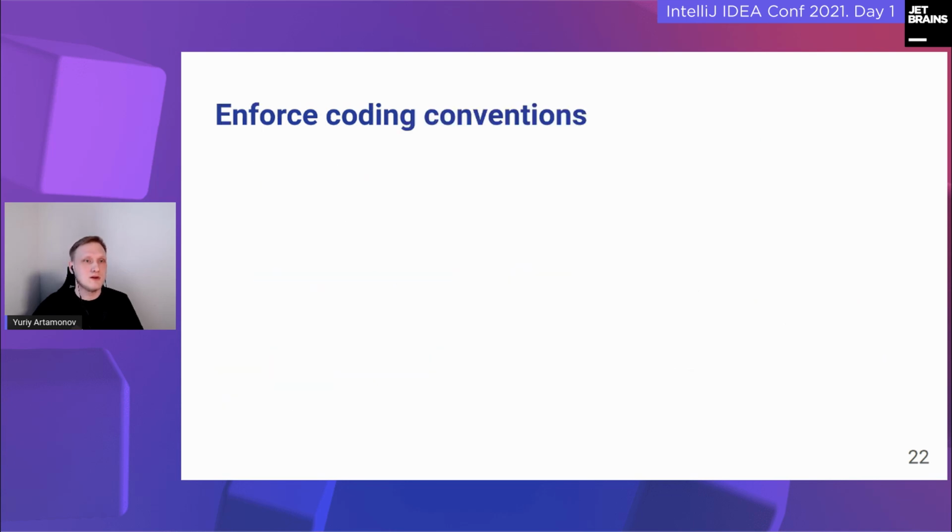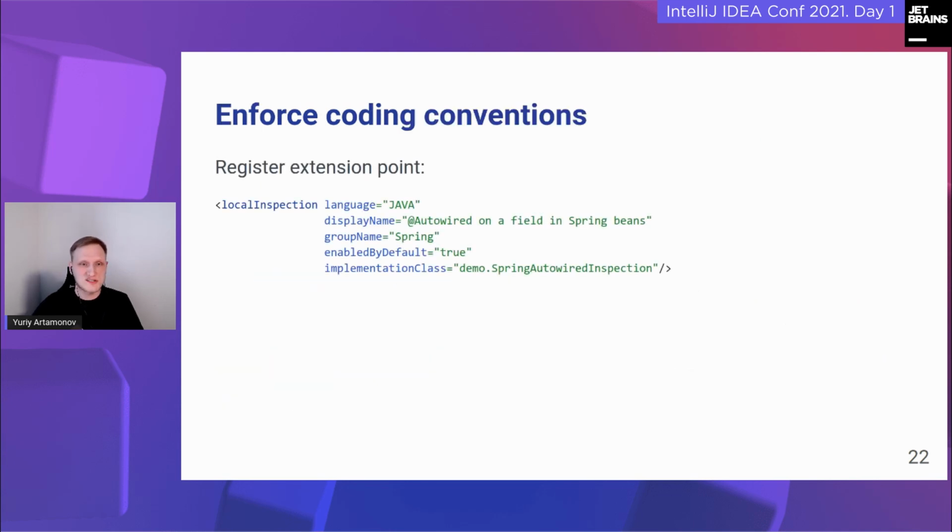Let's try to build a simple inspection that will enforce a coding convention. In the Spring world, there is a recommendation from the Spring team that one should not use the autowired annotation on a field because of testing reasons, because of initialization reasons, many reasons behind this decision. Autowired annotation on a field is not recommended. So we implement this local inspection extension point for the Java language, and we will put it inside a group with the name Spring. We will enable it by default because I want to enforce this coding convention.